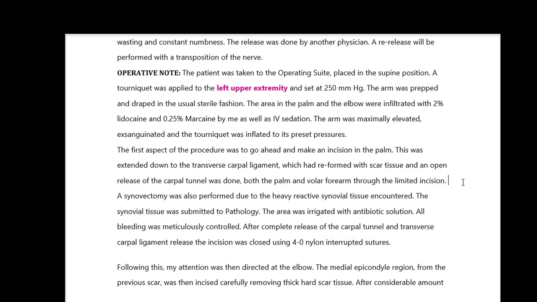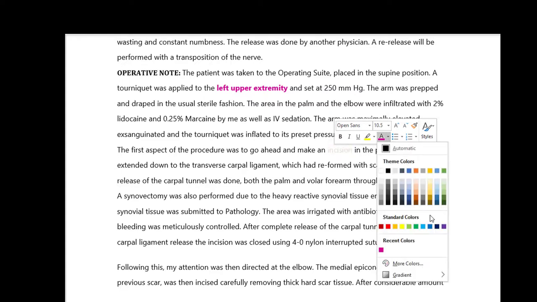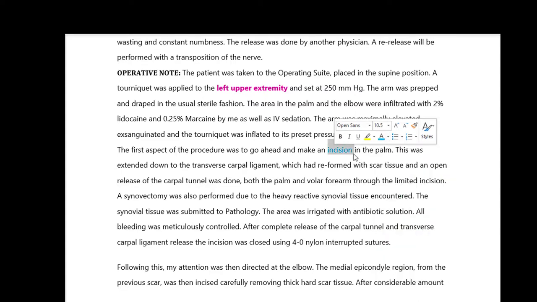The next paragraph, the first aspect of the procedure was to go ahead and make an incision in the palm. Incision tells you it's an open approach. This was extended down to the transverse carpal ligament, which had reformed with scar tissue, and an open release of the carpal tunnel was done, both the palm and volar forearm through the limited incision. Open is again telling you which approach you're going to be coding.